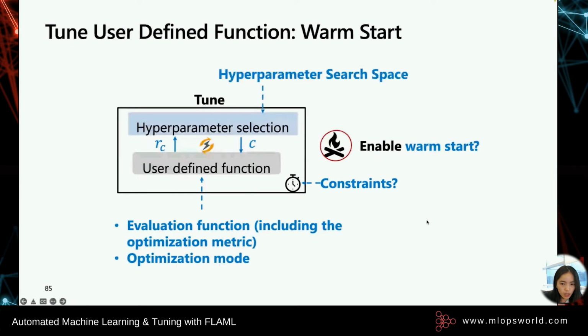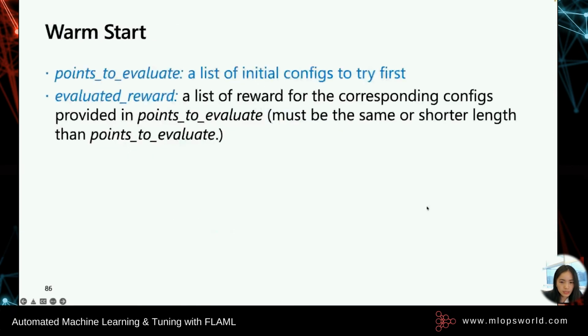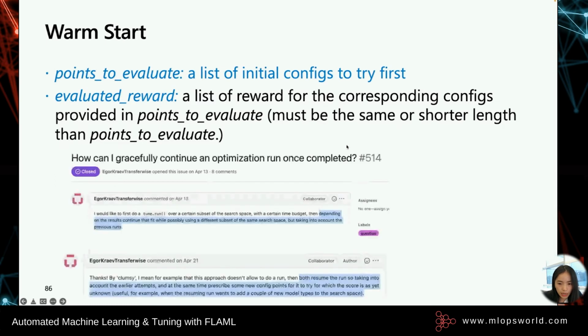So another unique feature of Tune is the capability to support warm start. This is also related to the warm start feature in AutoML. So basically, there are 2 keyword arguments related to warm start. One is called points_to_evaluate. It takes a list of initial configurations to start first, and another related argument is evaluated_rewards. It is a list of rewards for the corresponding configurations provided in points_to_evaluate. Here, I would like to include a closed issue on GitHub to show the motivation of this warm start feature and how these 2 keyword arguments are helping.